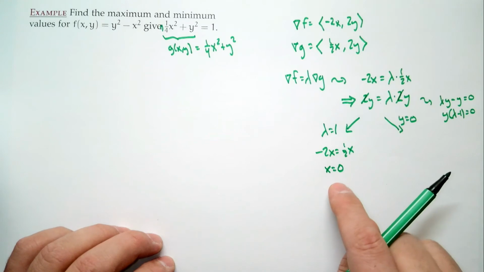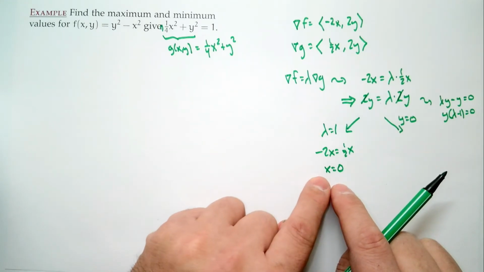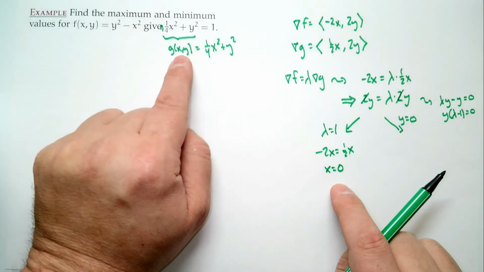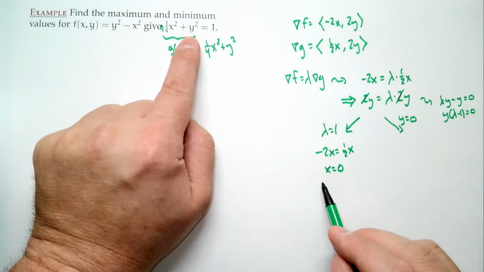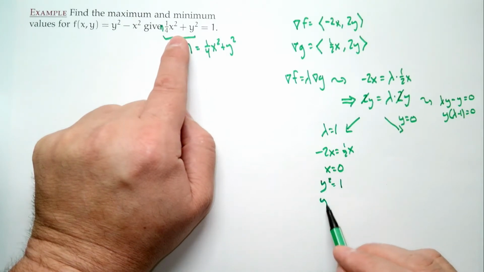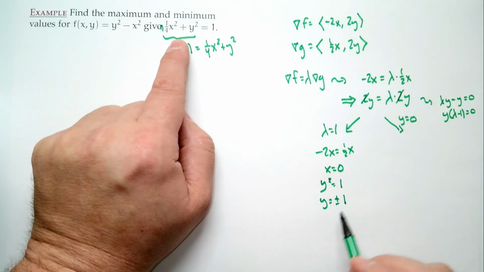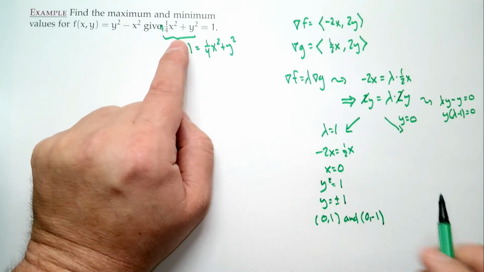Now, that's the x coordinate. How do I find the y coordinate? Well, the answer is I also have this other equation, the constraint. So if x equals 0, I come back and plug into the constraint, y squared equals 1. So we get y is plus or minus 1, which means we get the points 0, 1, and 0, negative 1.